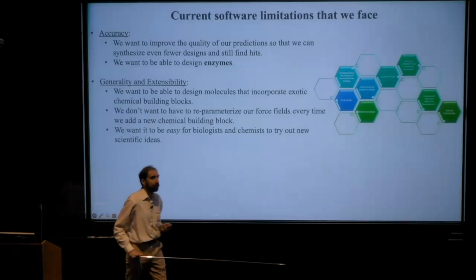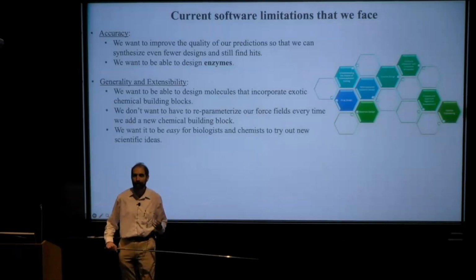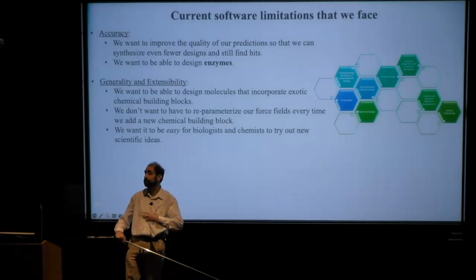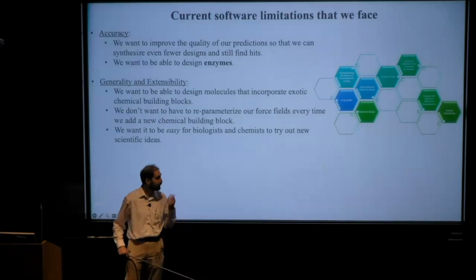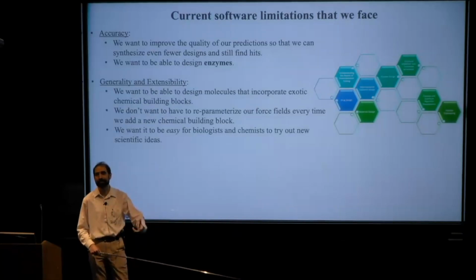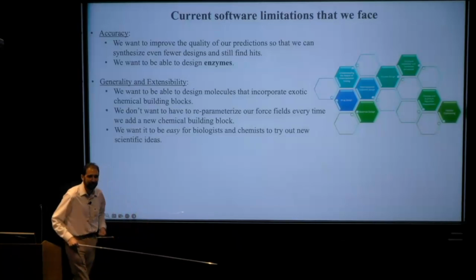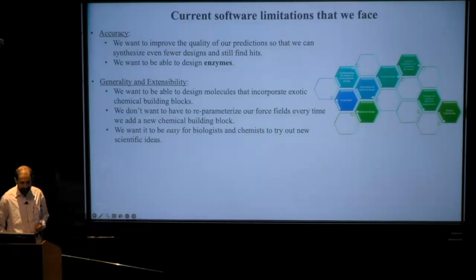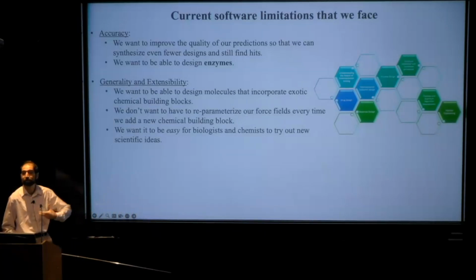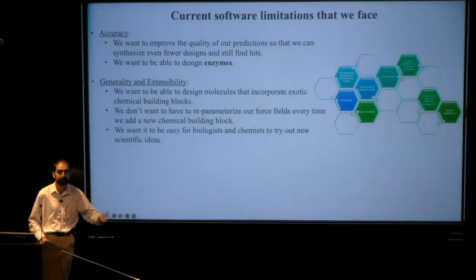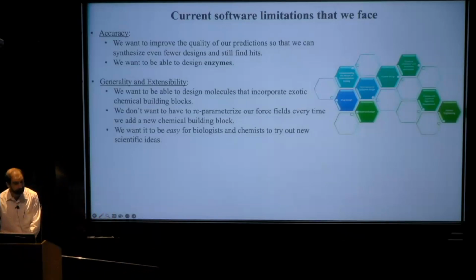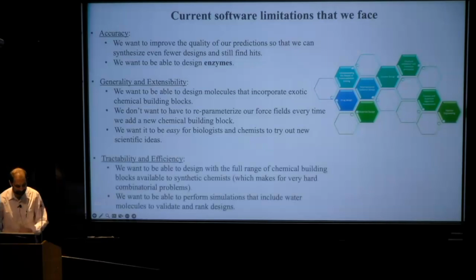Generality and extensibility. We want our methods to work not just with canonical amino acids, but with building blocks we've never seen before. We want to design enzymes that operate on substrates that we've never seen before. And so we want nice general methods, and we want to be able to extend our methods as people come up with better scientific ideas. And we want it to be easy for biologists and chemists to extend our methods.